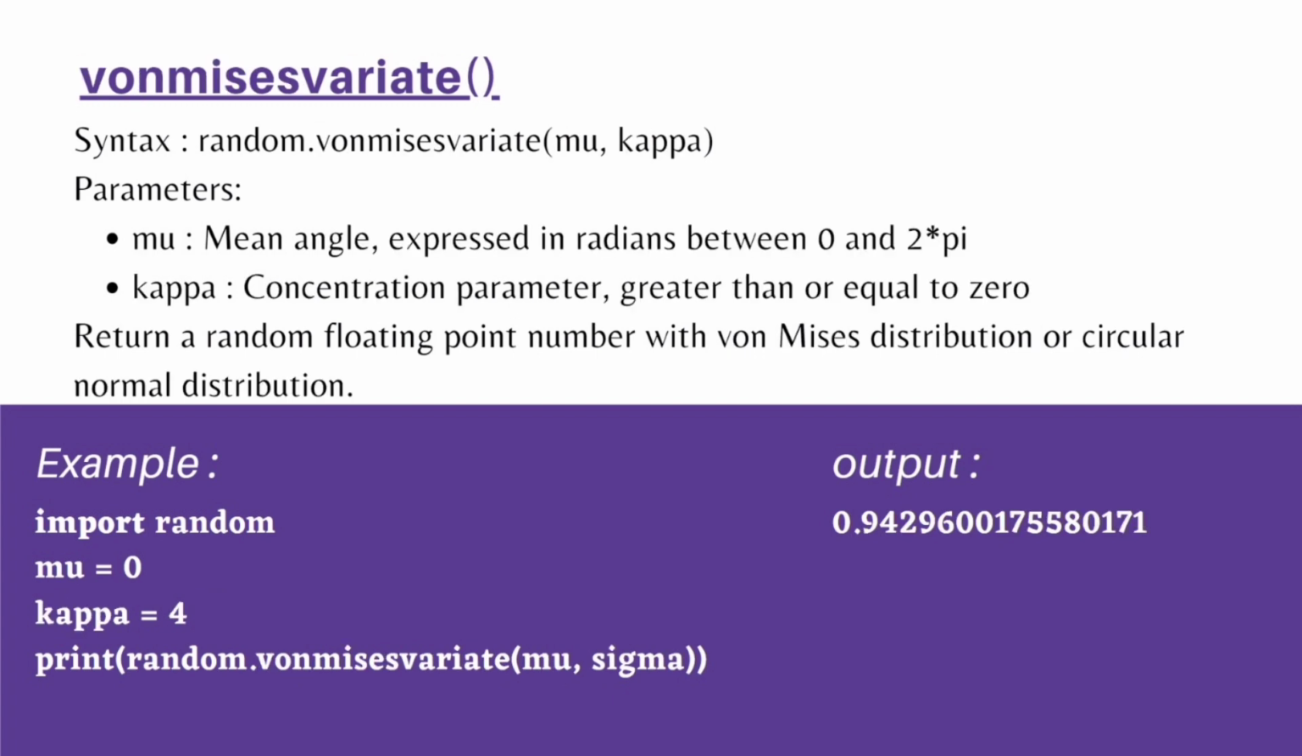Next is vonmisesvariate. Syntax is random.vonmisesvariate(mu, kappa). Parameters are mu equals the mean angle, expressed in radians between 0 and 2*pi. Kappa equals the concentration parameter, greater than or equal to 0. Returns a random floating point number with von Mises distribution, or circular normal distribution.